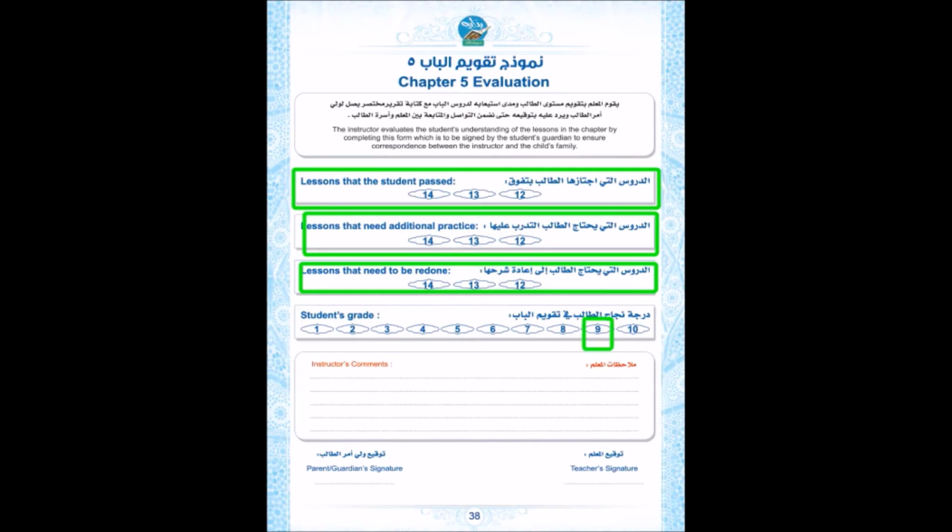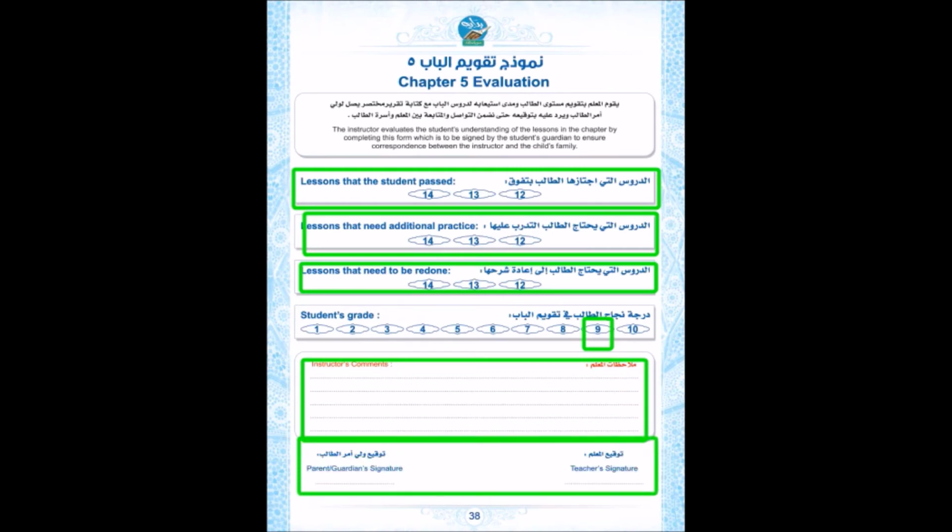And as we mentioned, 9 out of 10 is the minimum grade. And please take note of the student's strengths and weaknesses, and any communication between the instructor and the parent can go in this box. And finally, we close with the signatures.